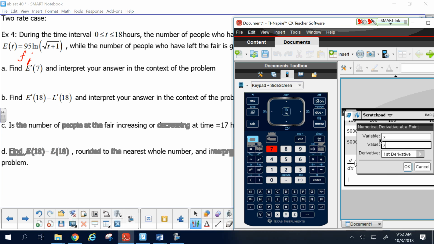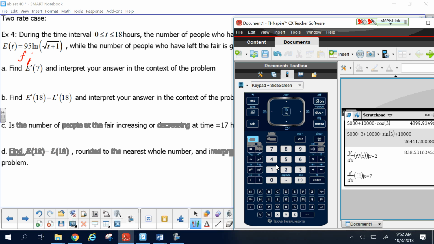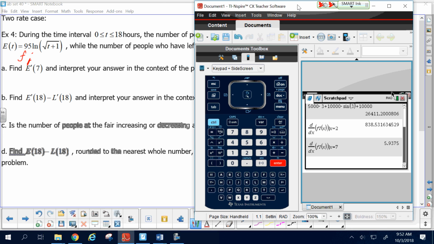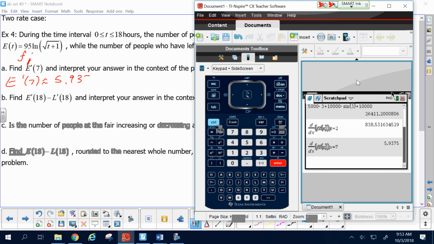7. First derivative of F1 x. Check your value first. Do we agree with 5.9375? Yes? No? E prime at 7 is 5.9375? Okay, cool.